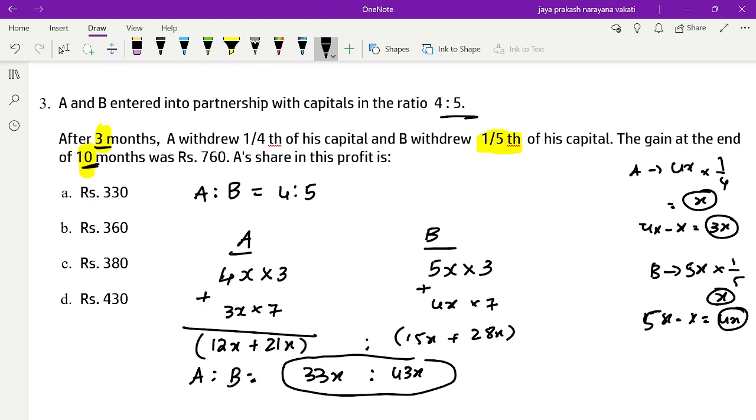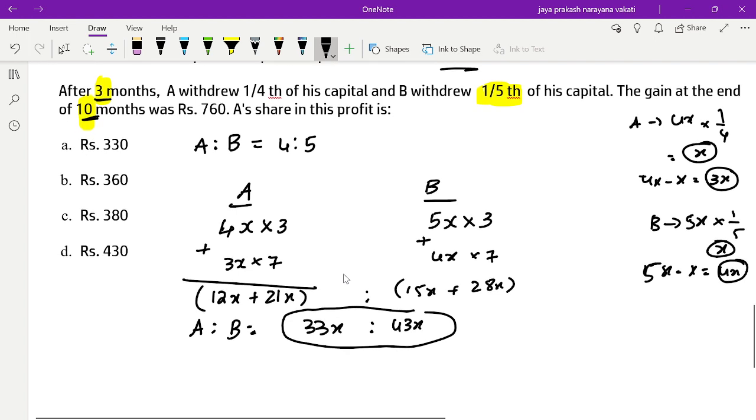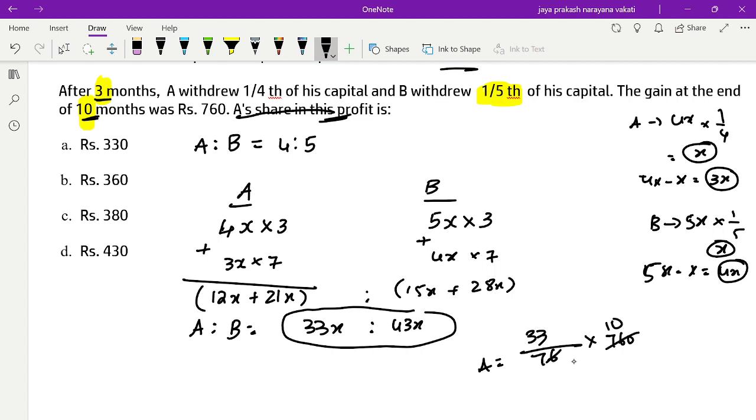So then what is given next? We need to calculate A's share in the profit. So A is getting how many parts? 33 parts. Out of total, how much? 33 plus 43, 76. From how much? 760 rupees. So clearly 760 goes 10 times in 76. So 33 times 10 is 330. This is my required answer.